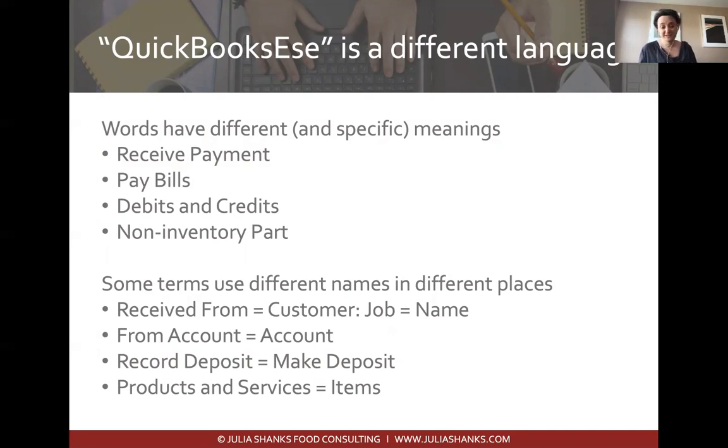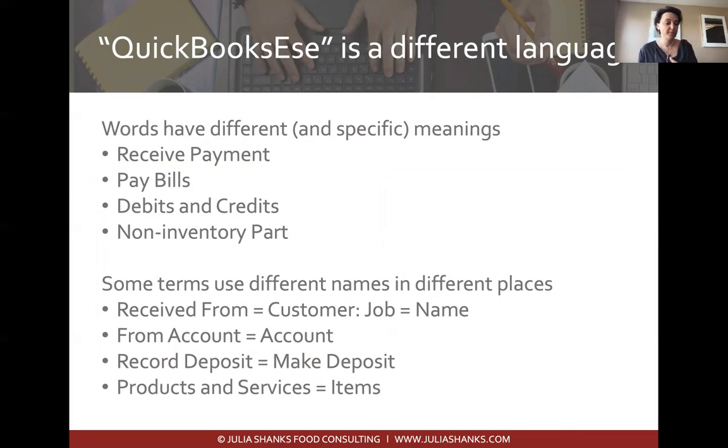And then they get really fussy on you. They use different terms in different places for the same thing. As an example, if you're making a deposit, it may say received from, which would be the customer. And if you're creating an invoice, it's not received from, it's the customer job. Or in another place, it might be name. So depending on what kind of transaction you're doing, whether it's a deposit or an invoice or an expense, it may look different. It might have different names. So you have to understand which ones are which. In some places, it says record deposit. In some place, it says make deposit.